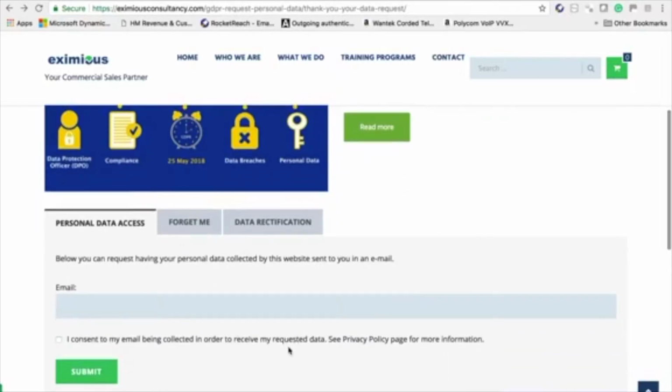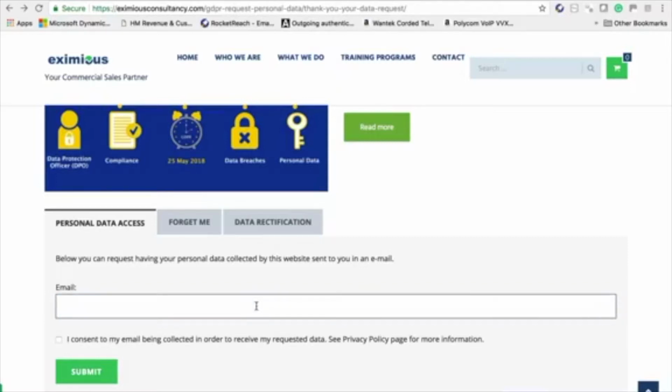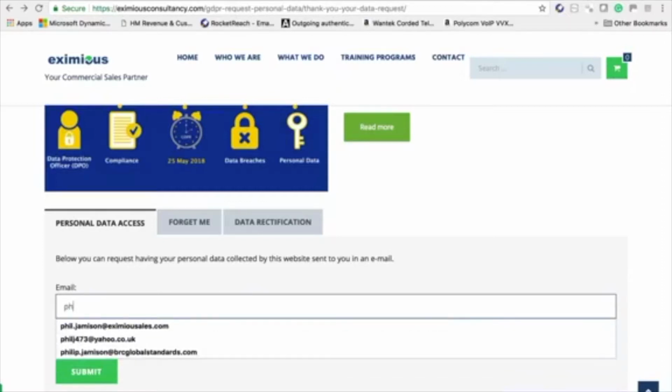So we have this built into our site, and again, I'm happy to discuss with people what mechanism they can use. So again, if I wanted to find out what information this site had on me, I could enter my email address.